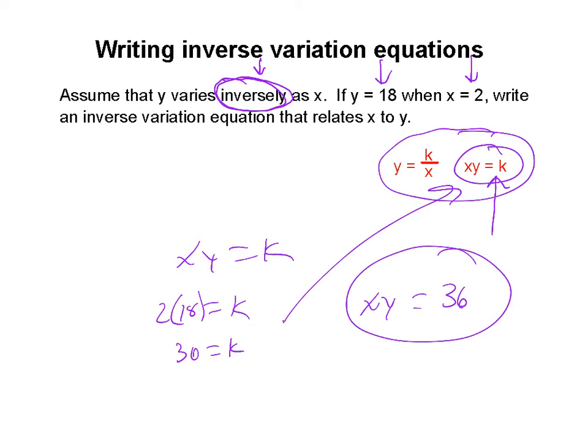So you always want to leave the x and y as x and y when you write the final equation. And then your k will be the part that's filled in. Okay, so x times y equals 36. That means the pairs must always multiply together to equal 36 because it's an inverse variation equation.